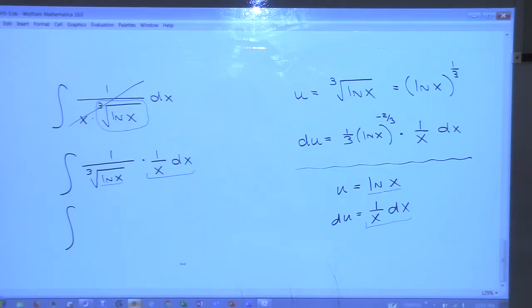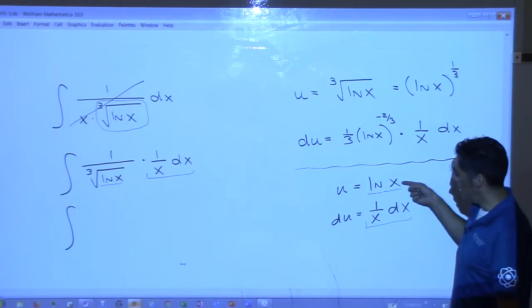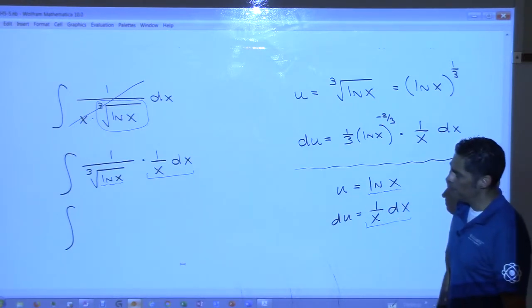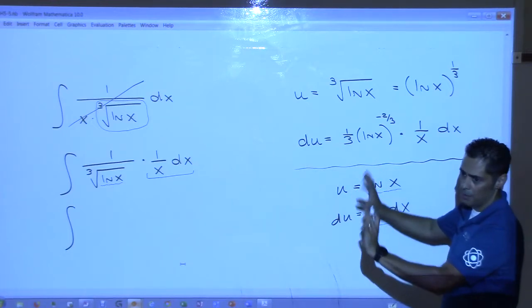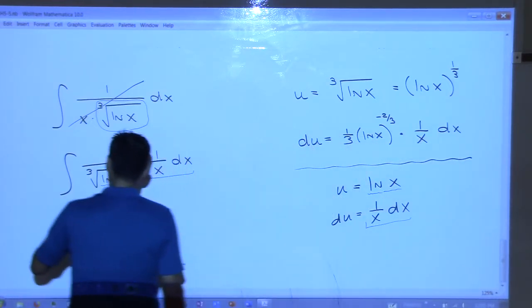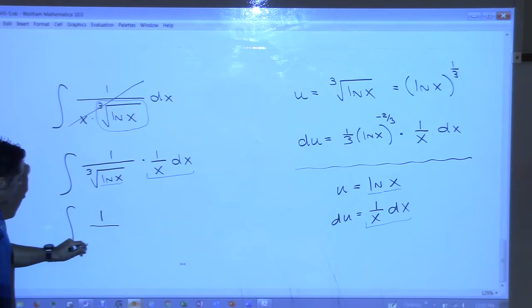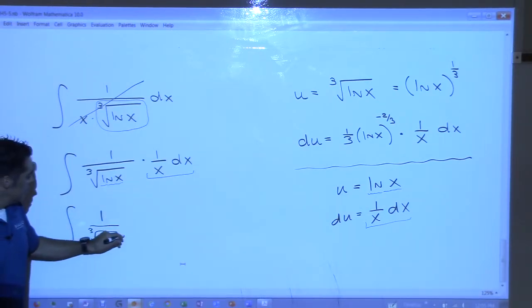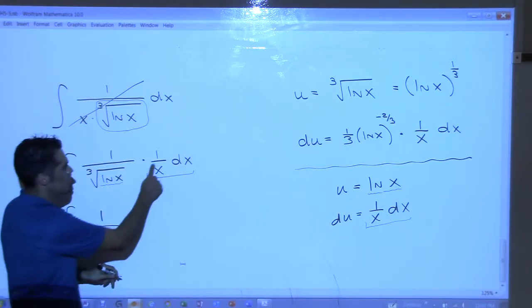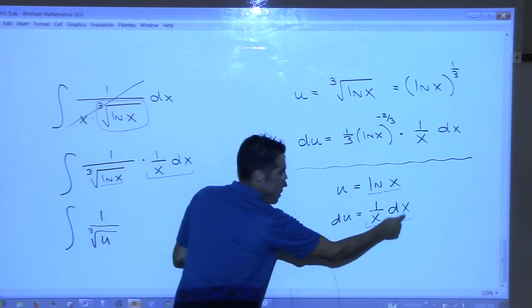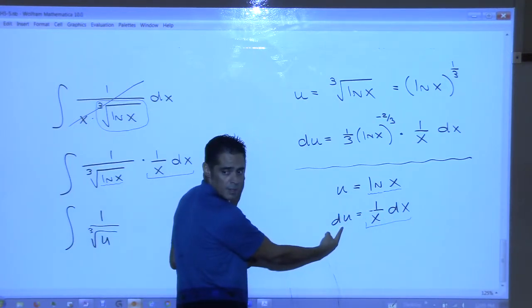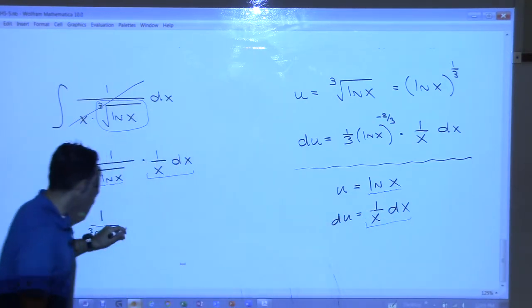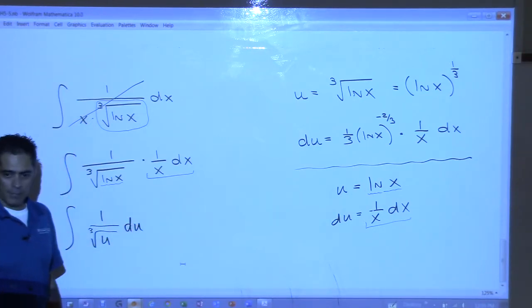Octavio. How is this going to be rewritten? That's u. This is du. So our next line should have just u's in it. So it's going to be 1 over the cube root of u times, ln of x, I mean u. Nope, 1 over u. This right here is this, right? Which is du. That's it. You're on base.